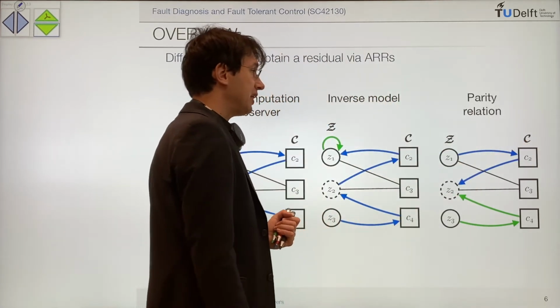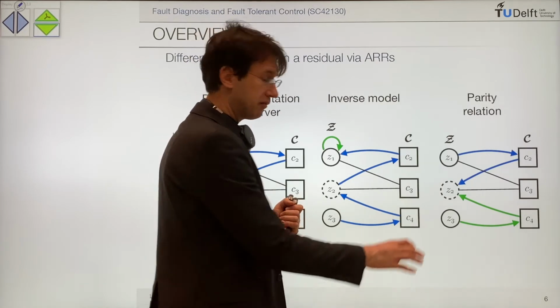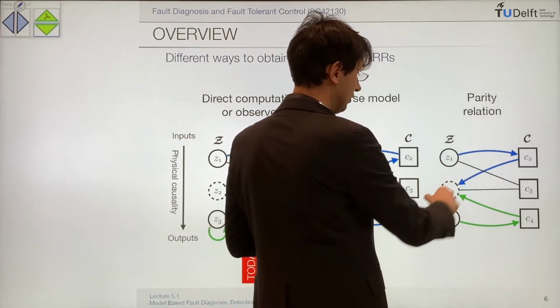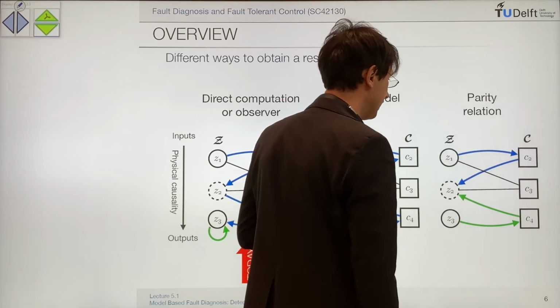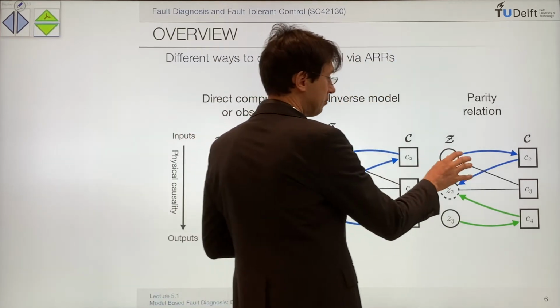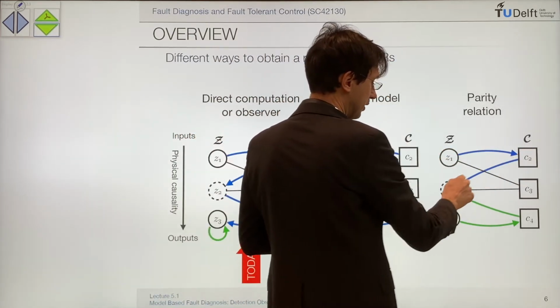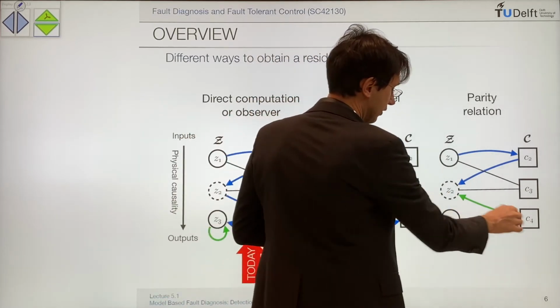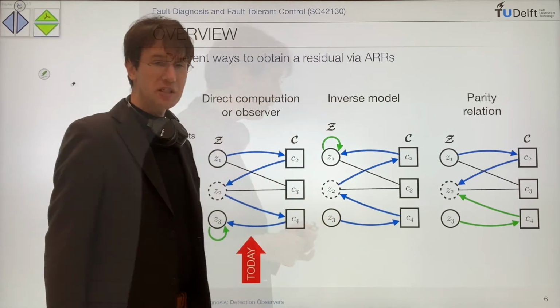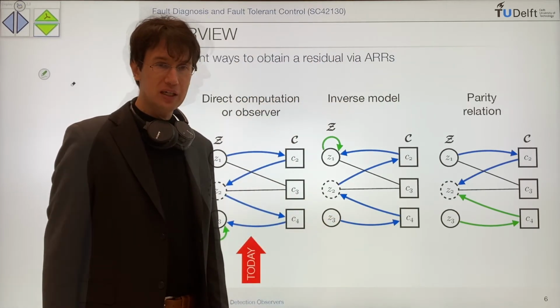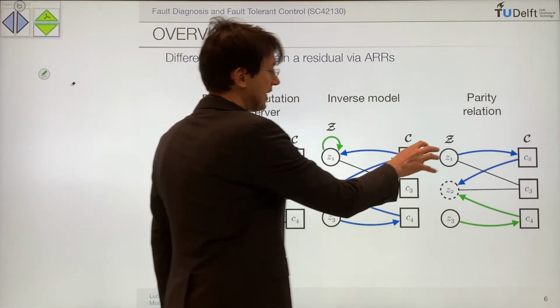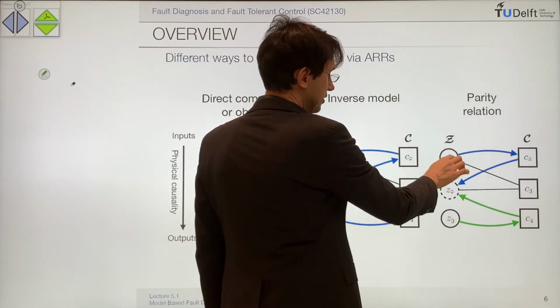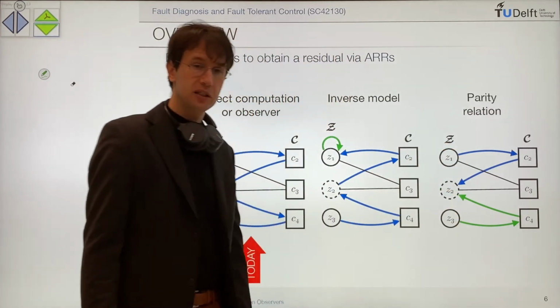Parity relations are a way to check variables that are somewhere in the middle of your model. You take two different paths, one starting from inputs and going to the middle, and one reconstructing back from the outputs and going to the same variable. To explain how parity relations work, we need to introduce different interpretations of these variables Z1, Z2, and Z3.